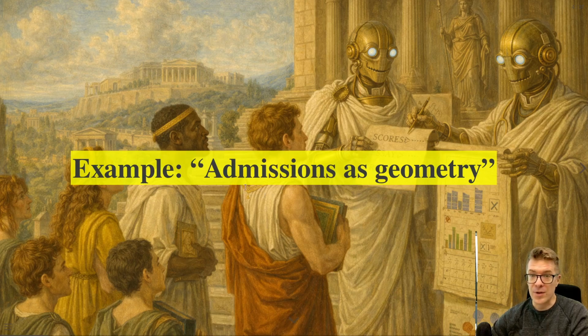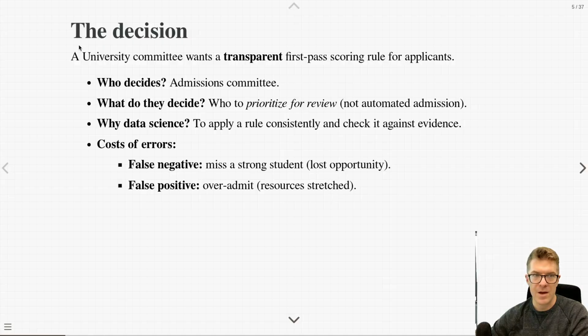So our example today is going to be admissions, like students applying to a university or a school, and we're going to treat it as a geometrical problem. The university committee wants a transparent first pass scoring rule for applicants, something that can triage applications. The decision makers are going to be the admissions committee, so human beings at this point.